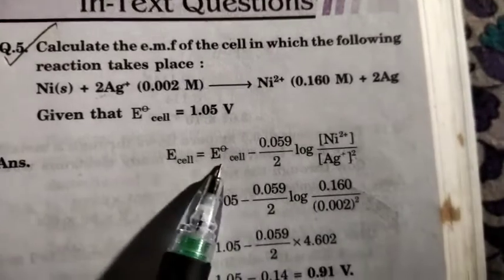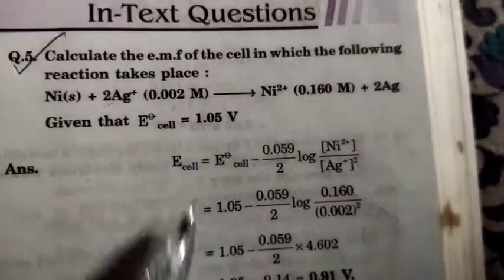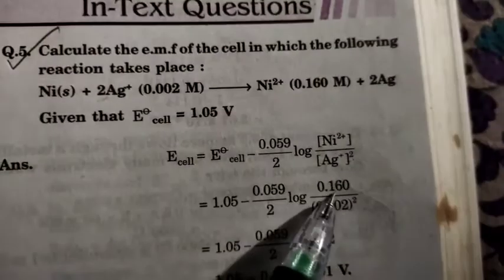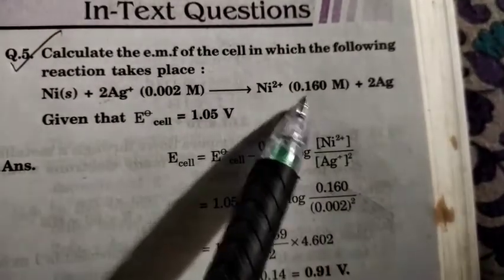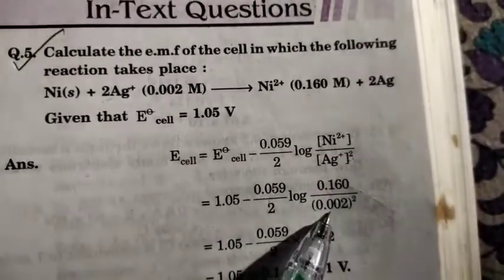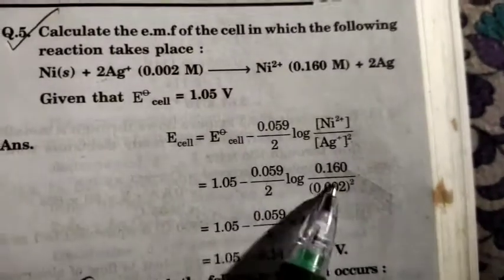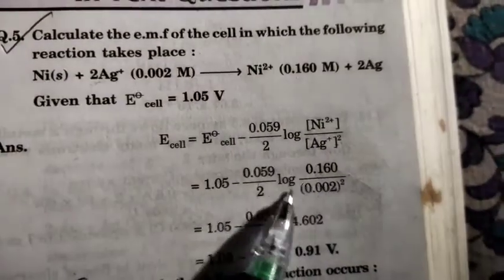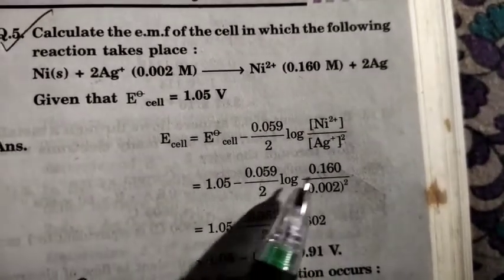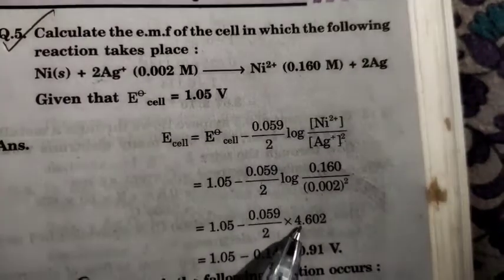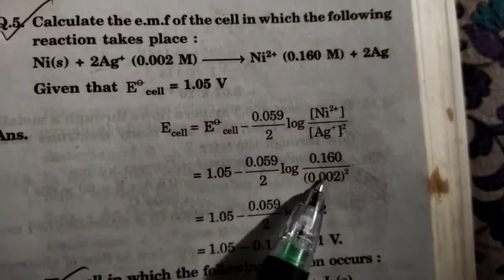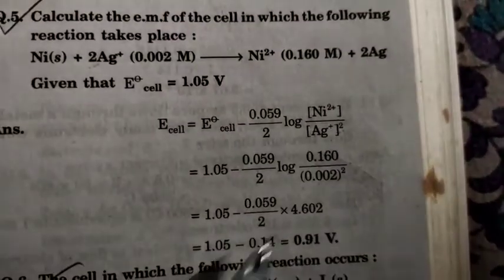Okay, so E naught cell is provided in the question, that is 1.05. Then again you have to put this log of concentration of nickel ion given within bracket, you have to put that value, and again for silver ions as well you can put the value squared. Okay, so after calculation you will be given a log table. So after taking log of that particular value you will get 4.602. You can calculate this, I hope. Okay, so you try to calculate this one, then you can get the value.